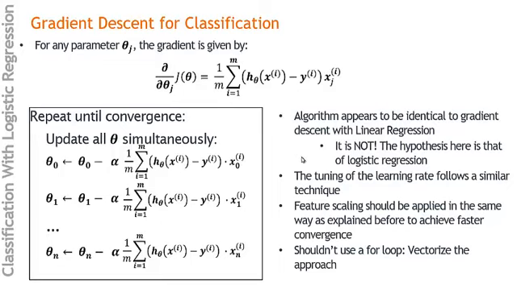Now the other techniques that we talked about, tuning the learning rate and feature scaling, still apply in this case. And of course the implementation should be vectorized. You saw in the Jupyter Notebook for linear regression how much faster a vectorized implementation is than one that is not vectorized and uses a loop.